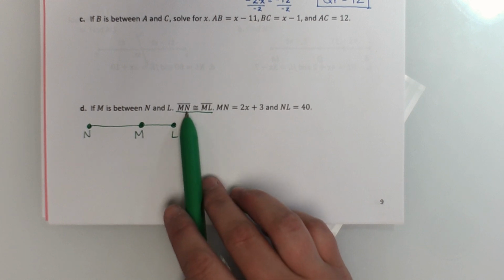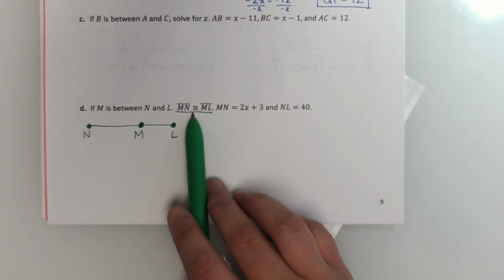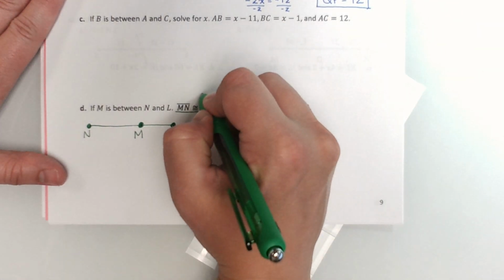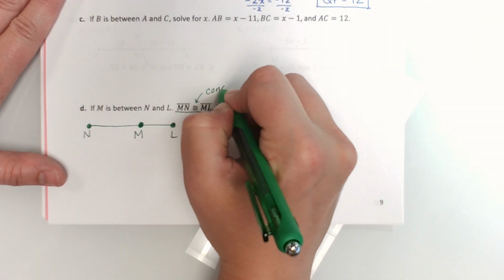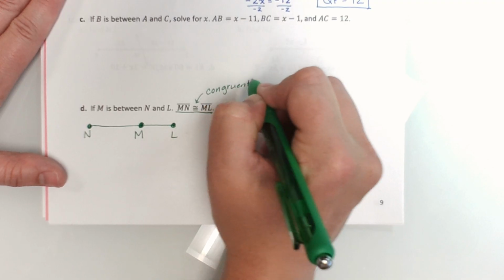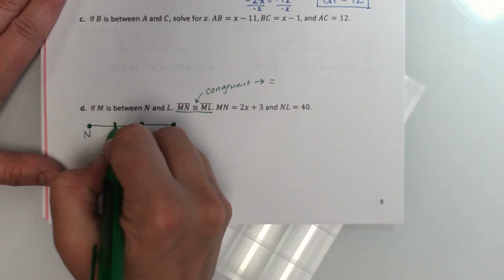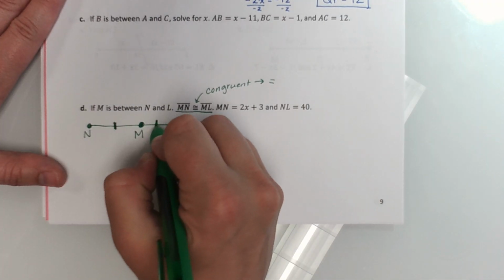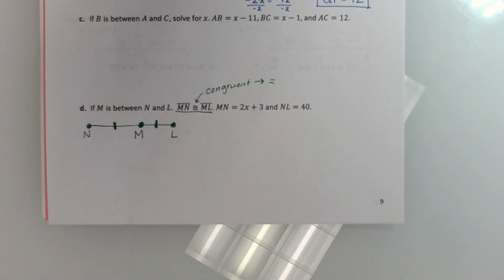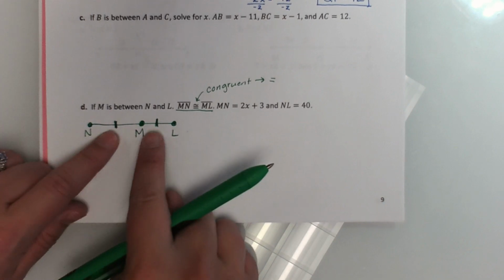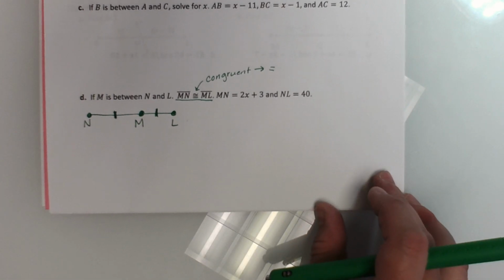Line segment MN, line segment ML. What's the symbol in the middle? It's a congruent symbol, and it means that they are equal. MN is this, ML is this. Those are congruent. Now, in my picture, do they look congruent? No. Do I expect my picture to be perfect? No. The tick marks tell me they're supposed to be the same. I just didn't draw them perfectly the same.